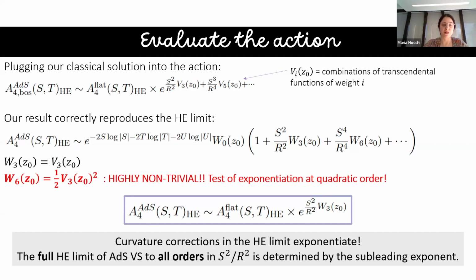So what we can conclude is that actually curvature corrections in the high energy limit exponentiate, and it is even more than that, the full high energy limit of AdS Virasoro-Shapiro to odd orders in S squared over r squared is determined by the subleading exponent only. So this W3, you can see explicitly that as you expand the exponential again in 1 over r squared, everything else will not be leading in this limit. And that is very nice that you can get the finite R result by exponentiation.